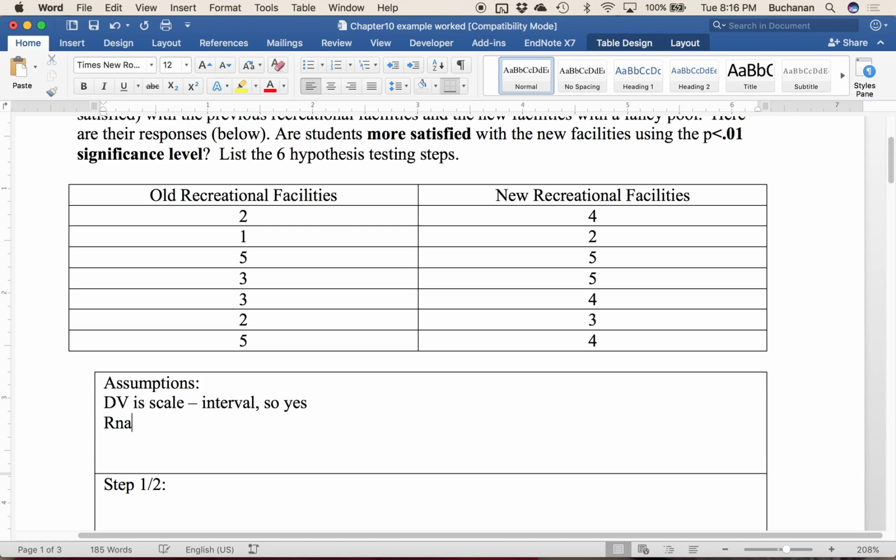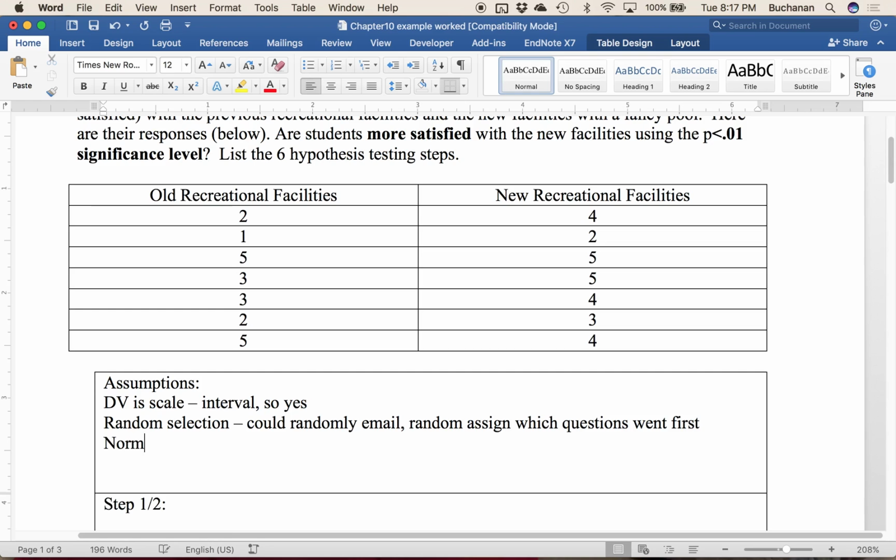Then the question is random selection. Now if I'm asking them about the rec centers at school, I would have access to the entire population. So I could randomly email, I suppose. But let's say I didn't do that. I could randomly assign which question went first. So even if I didn't randomly select, I could randomly assign the order that they got. So I could counterbalance. Some people get the question about old first and some people get the question about new first.